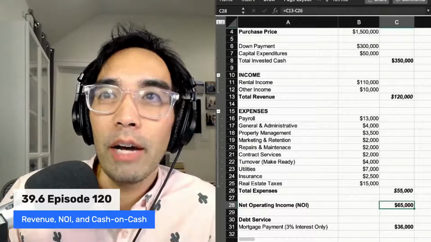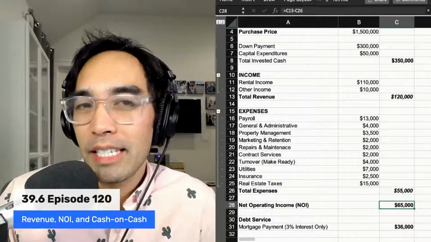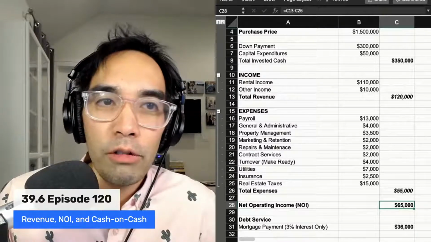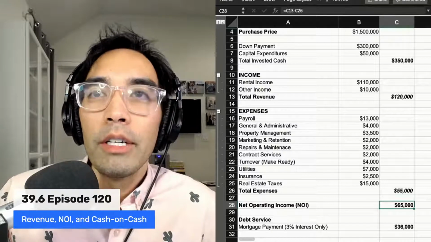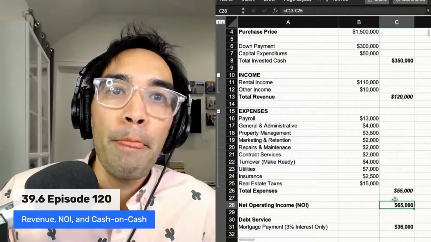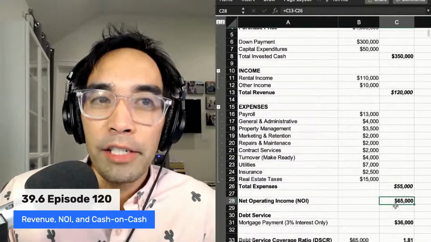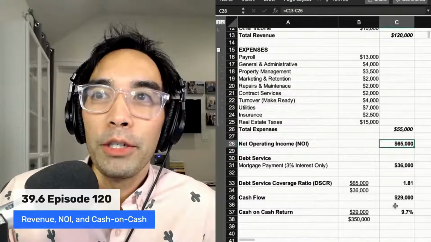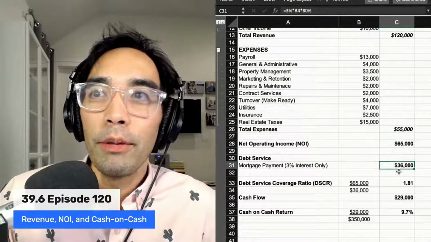The net operating income, or your NOI, is like the one most important number to keep track of when you're looking at financials, because that is how the value of the asset is determined. Now, remember, we have not taken into consideration the debt service. The debt service is the amount of money you pay to the mortgage.